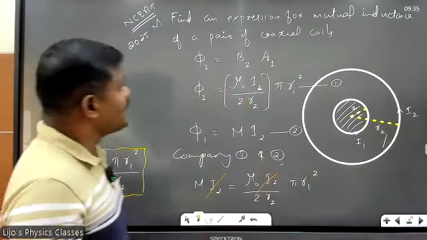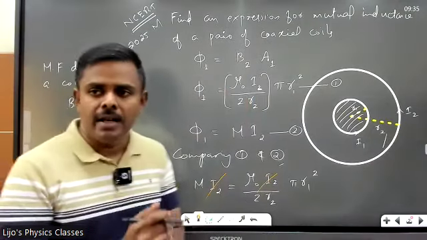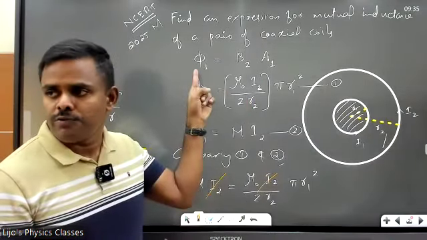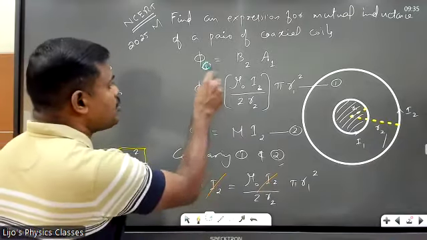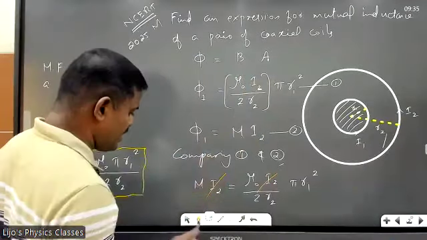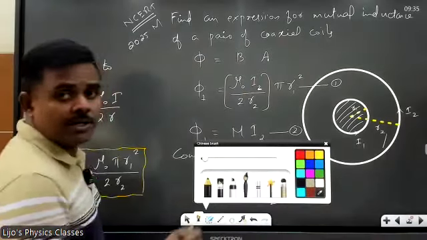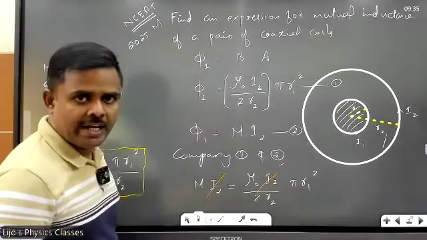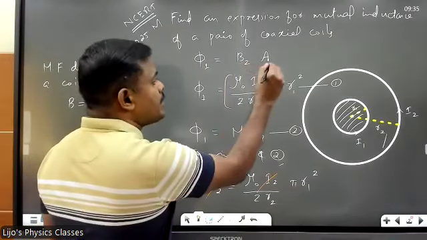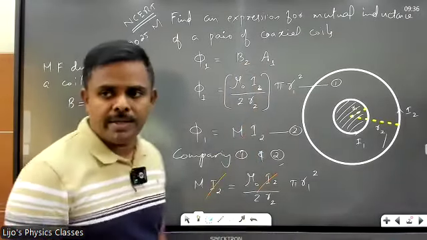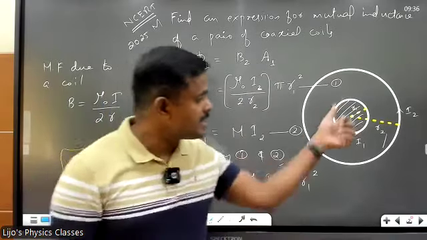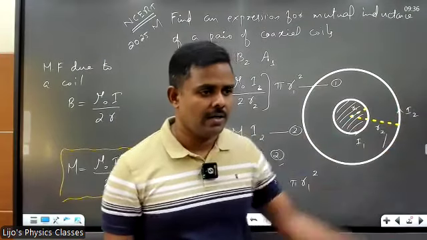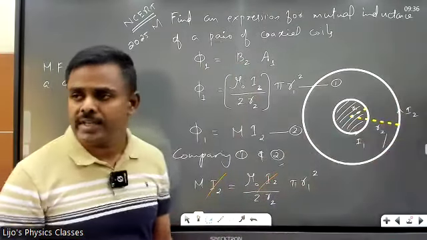And I'm going to find the flux linked with the first coil. Phi 1 is equal to... flux was written as B into A, we learned it yesterday, or even before that. So flux in the first coil, phi 1, is equal to B2 into A1. Why B2? Because the first coil is situated inside the magnetic field of the second coil.